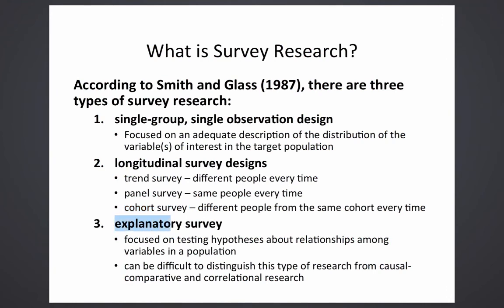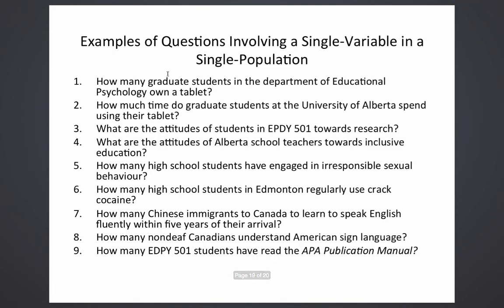Then there is also the explanatory type of survey. And this is not much different than correlational, to be honest, because you can measure categorical variables, you can measure continuous variables, and then you can start looking at relationships among them. So here are some examples of what might be classified as survey type research. How many graduate students in the Department of Educational Psychology own a tablet? How much time do the graduate students in the University of Alberta spend using their tablet? What are the attitudes of students in EdPsych 501 towards research? Well, there's a loaded question. What are the attitudes of Alberta school teachers towards inclusive education? And the list goes on and on. So this is just single variable survey type research.